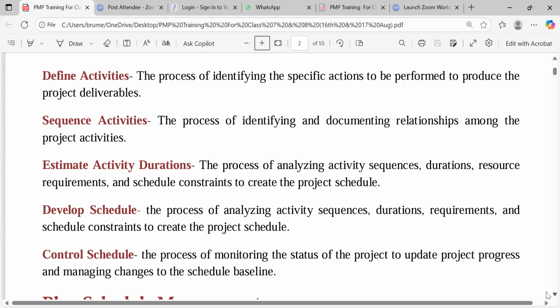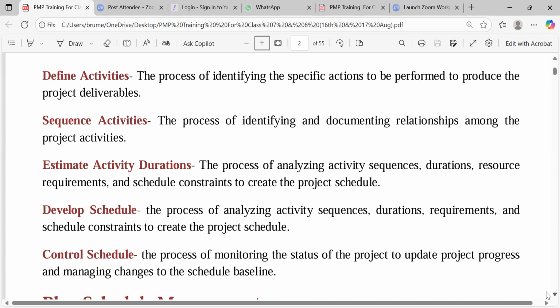But those summations are not like adding 1 to 2. We must observe the constraints. That's why we say develop schedule is the process of analyzing activity sequence, analyzing activity duration, looking at their requirements and the schedule constraints to create the project schedule.